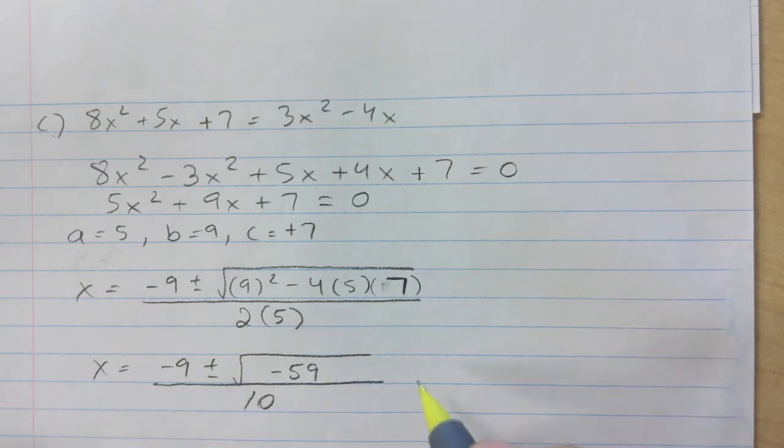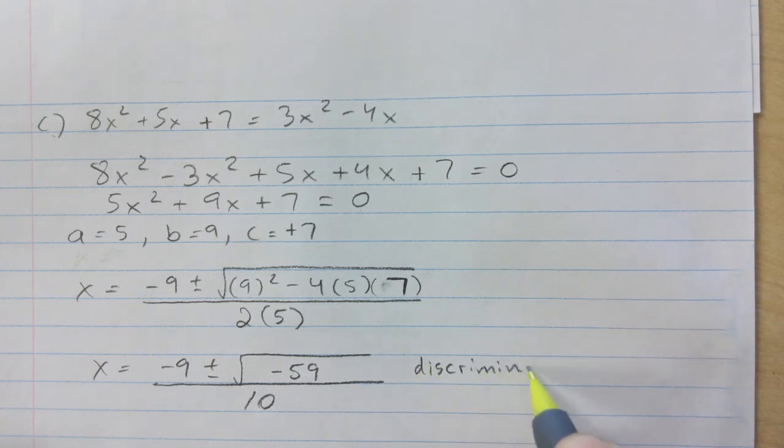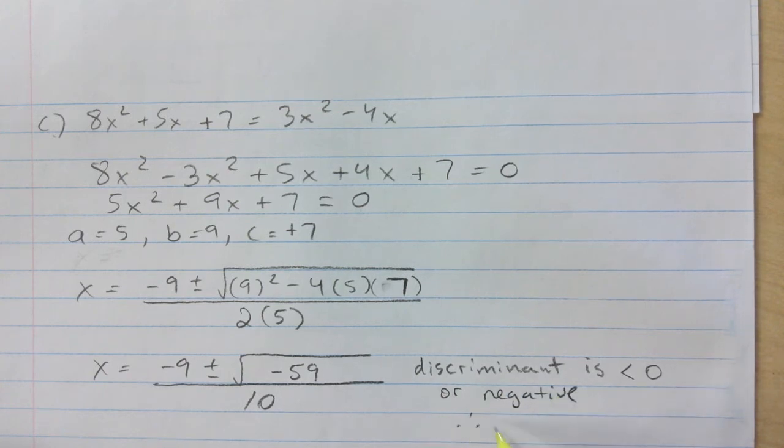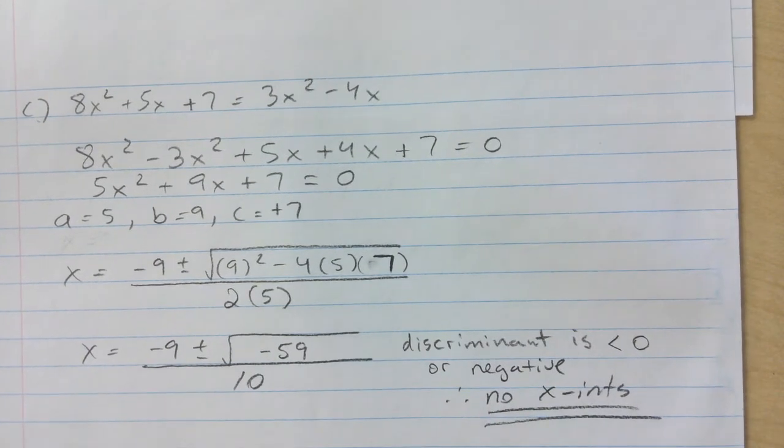And at this point, the discriminant is less than 0 or negative, right? You can say both. Therefore, no x-intercepts. Just state that, and then I know you understand what's happening.